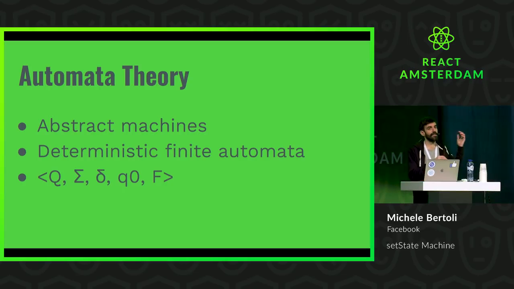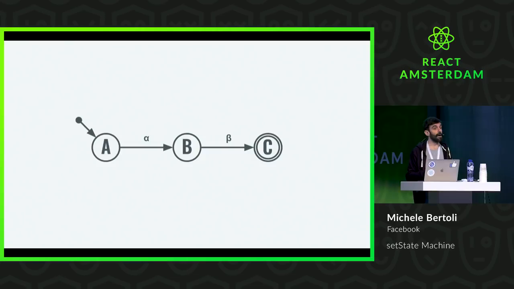So Q is the set of all the states that a machine can have. Sigma is the set of all the different inputs that the machine is going to accept. Delta is the function that, given a state and an input, is going to give you the next state. Q0 is the initial state, and F is the final state. And another cool thing about state machines is that you can use state transition diagrams to visually represent them.